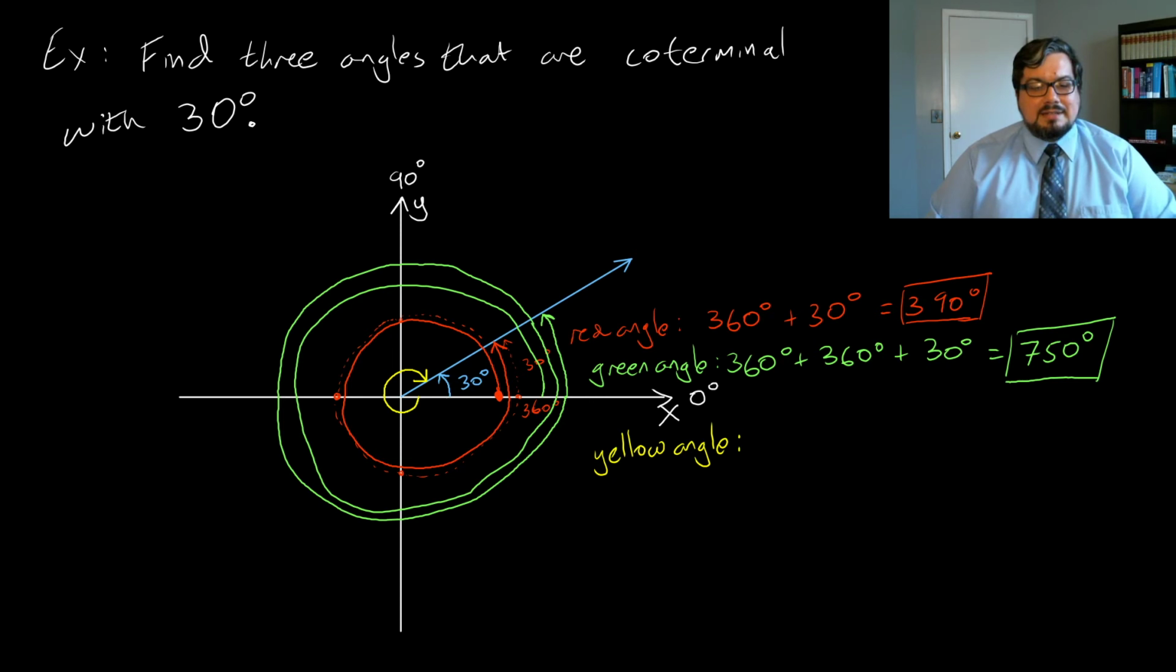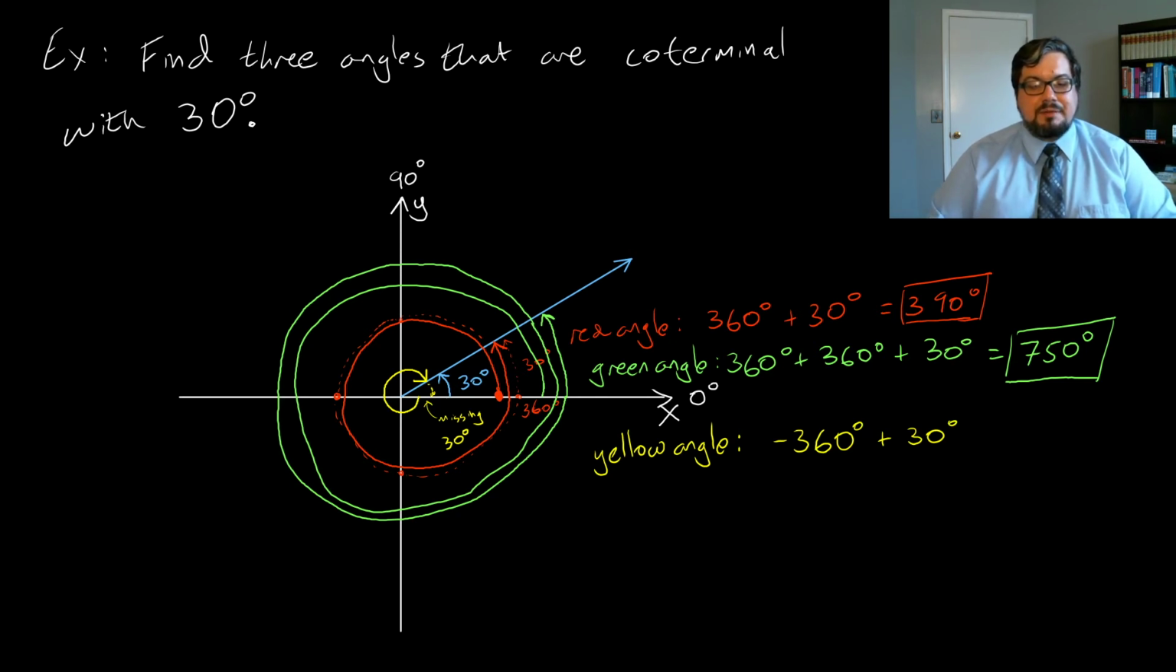Well, what we can see is that, first of all, it's clearly negative because it's moving clockwise around the origin. But how far does it go? We can see it doesn't actually complete a full revolution. It goes most of the way around the circle, but then stops. And it stops when it's 30 degrees away. So this missing bit measures 30 degrees. So the yellow angle is actually negative 360 degrees plus the 30 degrees.